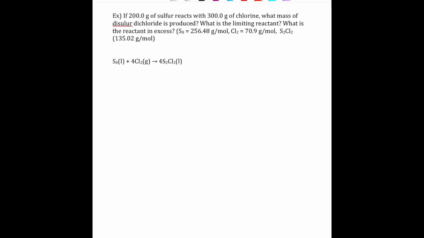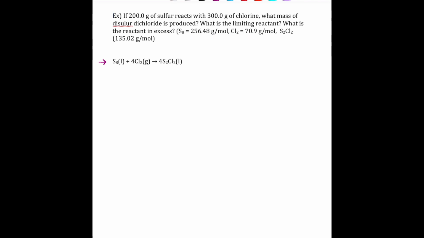If 200 grams of sulfur reacts with 300 grams of chlorine, what mass of disulfur dichloride is produced? And we have the following chemical equation right here that gives us the relationship between our reactants and products. What is the limiting reactant? What is the reactant in excess? And we also have the molar masses right here.